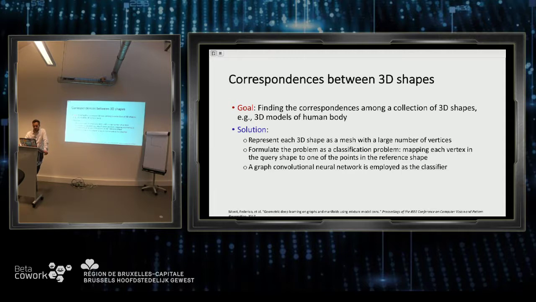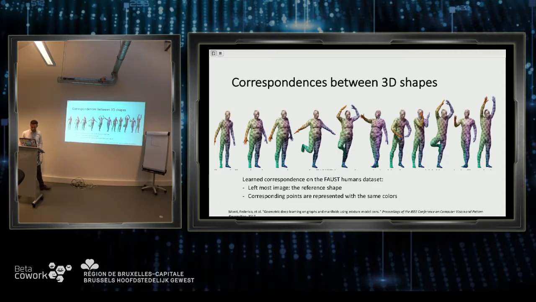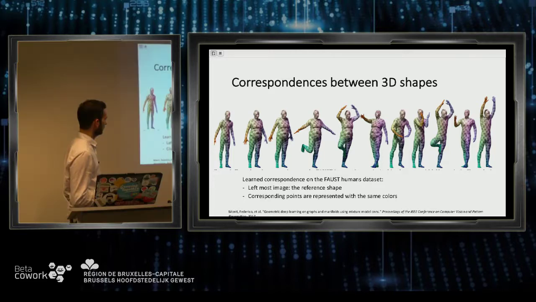So the solution is to represent the 3D shape as a mesh. A mesh is, again, a form of edges and vertices. And basically, formulate the problem as classification: try to map each vertex in the query shape to one of the points in the reference shape. For example, you could use a graph convolutional neural network, as we saw before, to do the classification. You can see at the bottom of the slide the paper you can refer to if you are interested. This is, for example, a visual expression of what I'm trying to say.